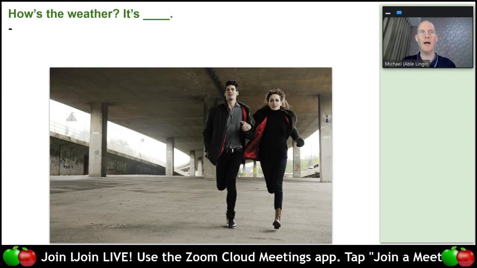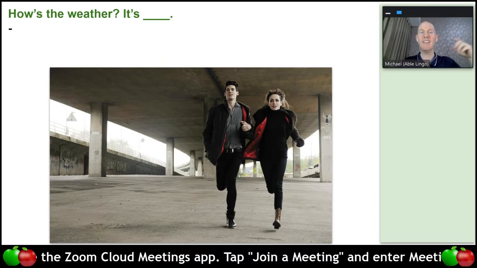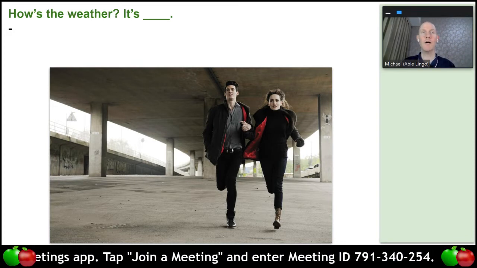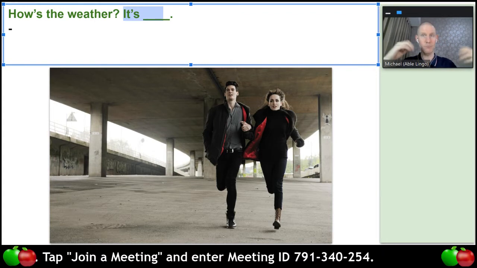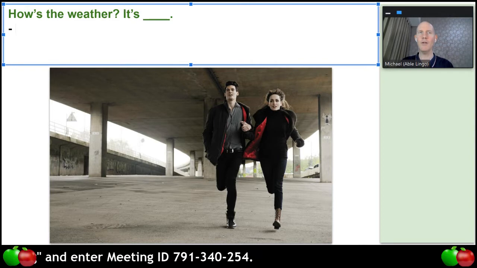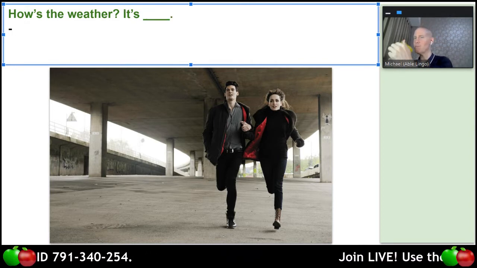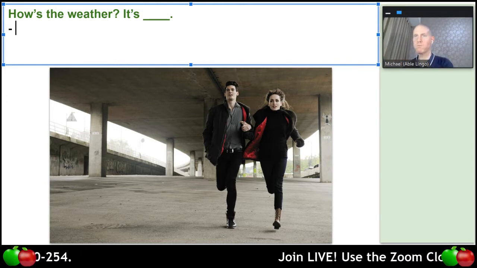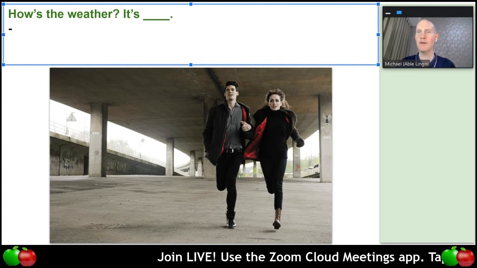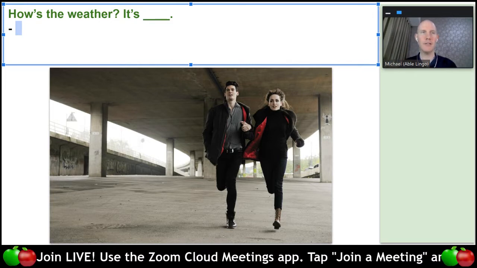How about this one? How's the weather? So if I asked you how's the weather, it's not really common to answer with the weather is. It's more common to just answer with it's whatever, right? So how would you guys answer the question? How's the weather? It's what? What would you say? Right, let's see. I'm waiting for the comments. Dogukan Eren says overcast. Yes.